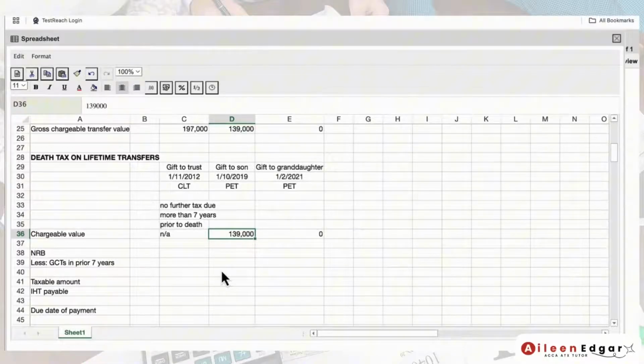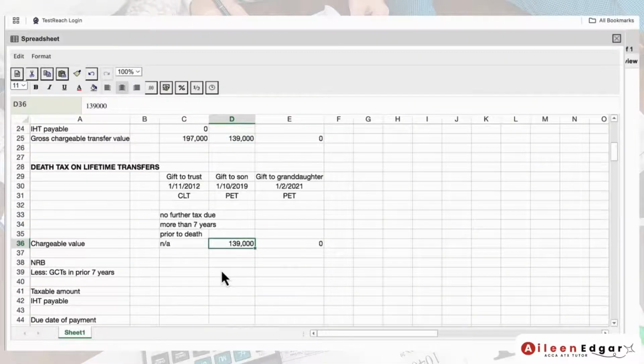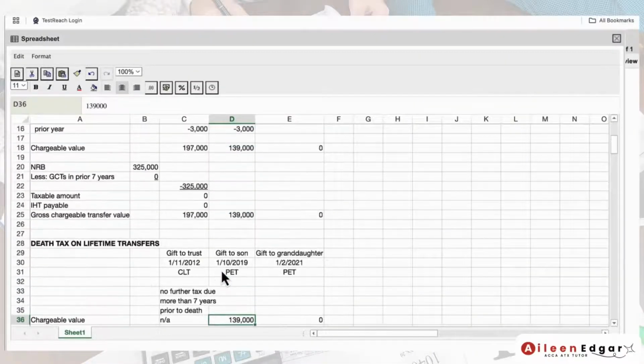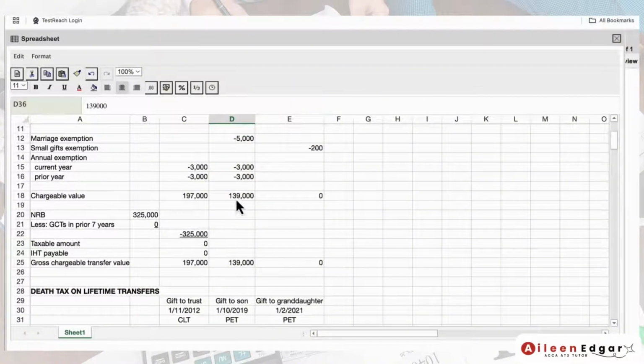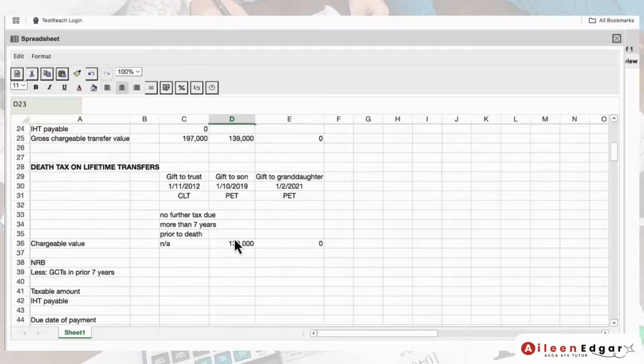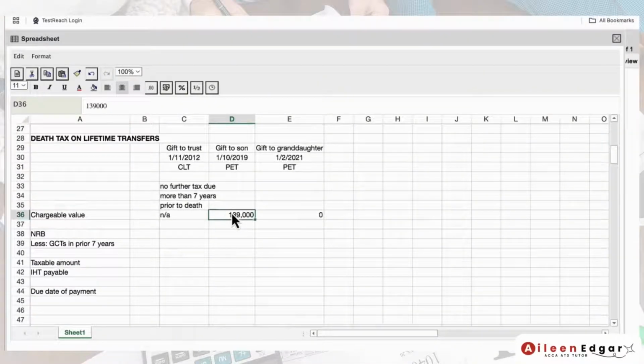Chronologically again, so we're going to start with the gift to the son first of all, and we're going to pick up the chargeable value. Now, when we were doing the lifetime calculation, we didn't have to apply any nil rate band or go that far because it was a PET. So we can take the 139 figure, and that's where we're going to start now, because now it's called a failed PET. It now becomes chargeable because the donor has died within 7 years of giving the gift. And therefore we are going to recalculate this one.